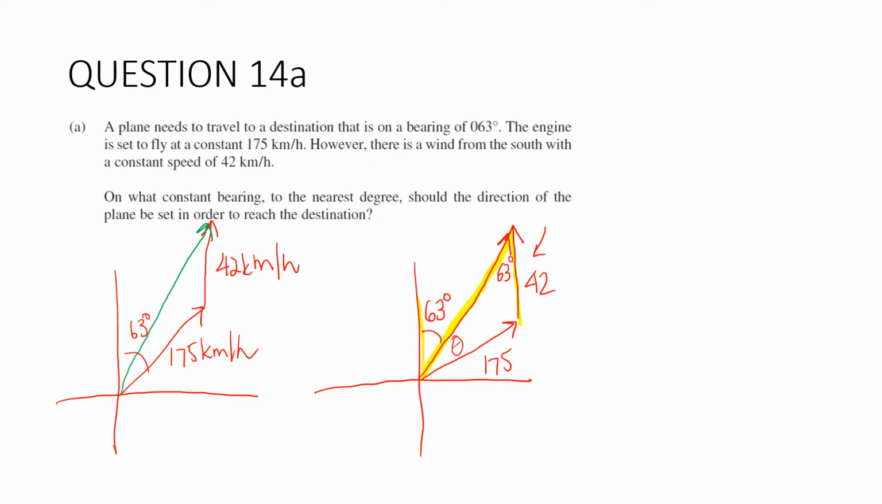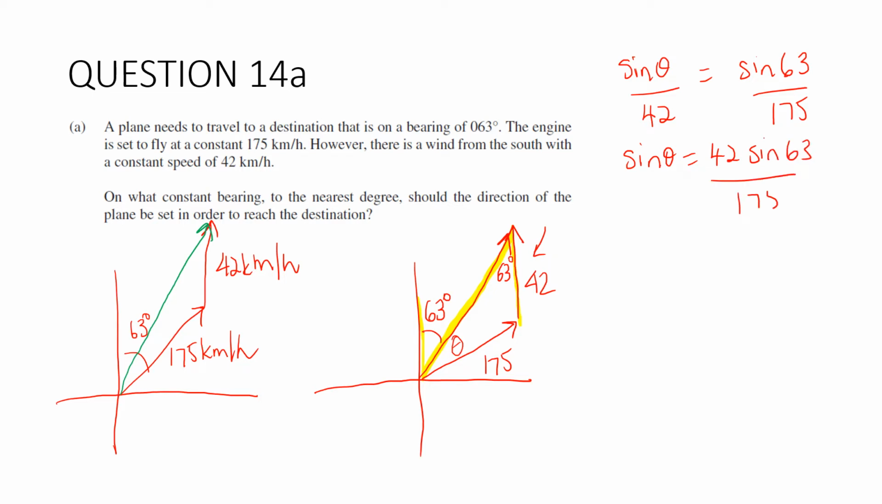And it just comes down to sine rule, doesn't it? Sine theta over 42 is equal to sine 63 over 175. So sine theta is equal to 42 sine 63 over 175, which is equal to, make sure my calculator is in degrees, it is 42 times sine 63 on 175, which is 0.2138. So theta is equal to inverse sine of 0.2138, which is 12.3 degrees.